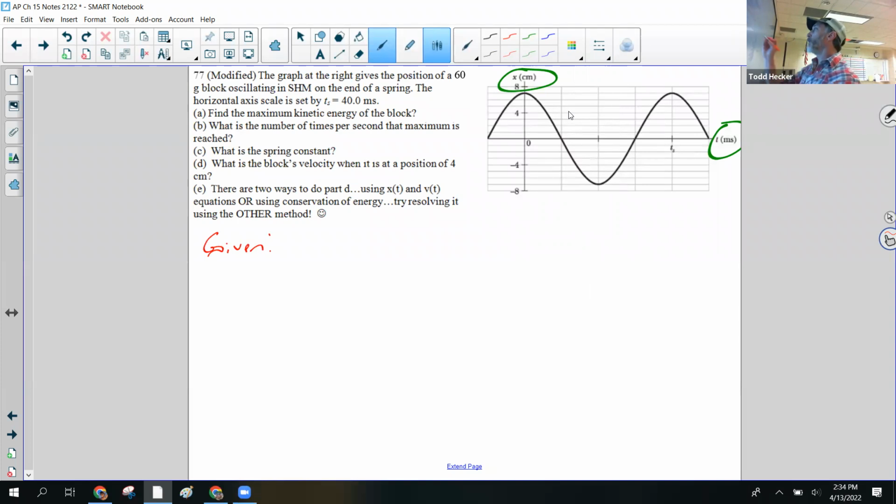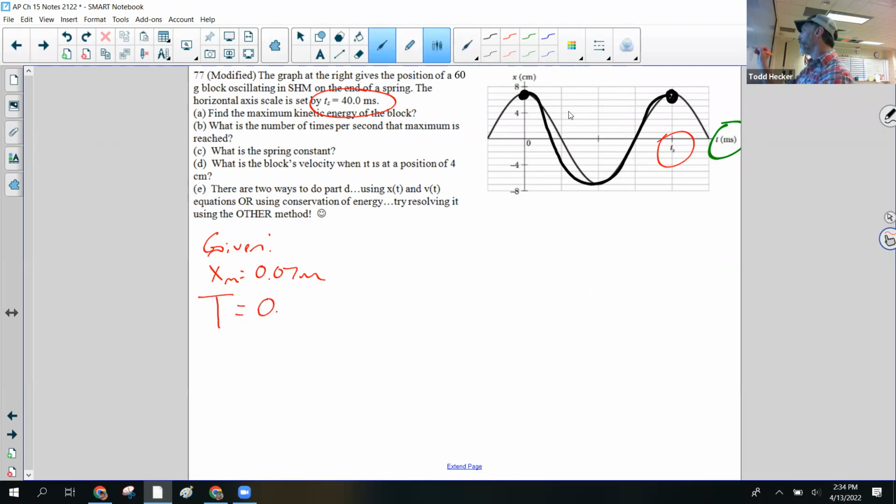What we know. First of all, we know that our X max is, according to the graph, 7 centimeters. So that's 0.07 meters. My period is the time it takes to complete one full cycle. Oh, it tells us that's 40 milliseconds. So our period is 40 milliseconds or 0.04 regular seconds.